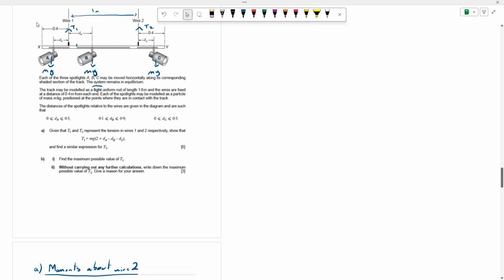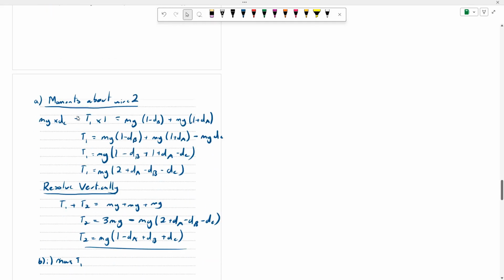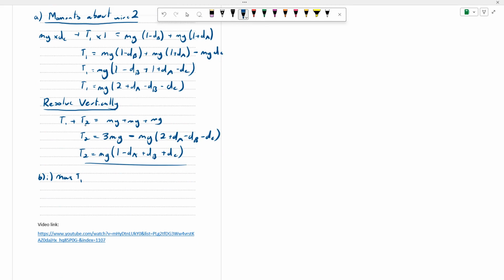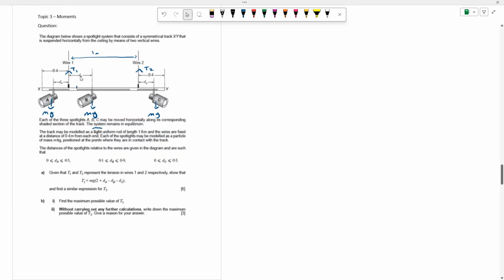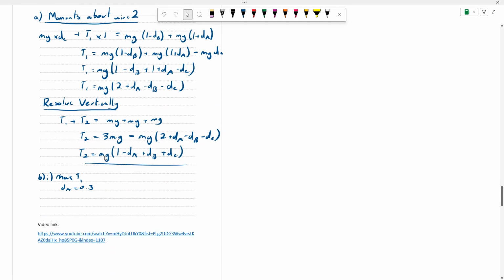So all my moments are pushing over on T1, and my forces are pushing more on T1 than they are on T2. So I've got to move everything to the left. So that means dA, I want it to be all the way to the left, so it's maximum, so 0.3. So I want dA to be 0.3. I want dB to be as close to wire 1, so I want it to be as small as possible, so that's 0.1.